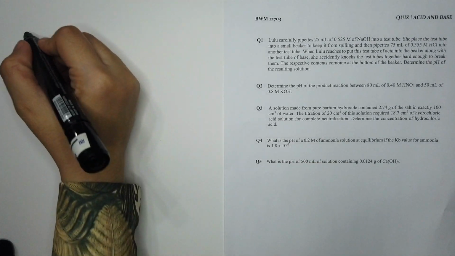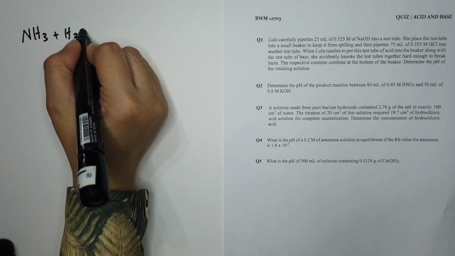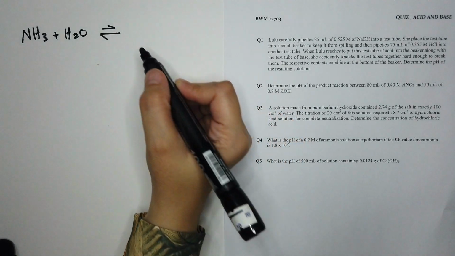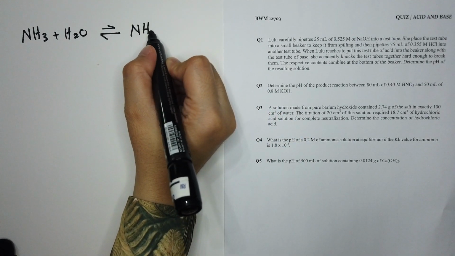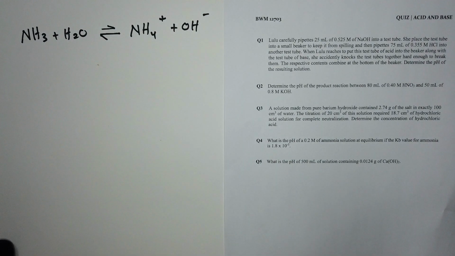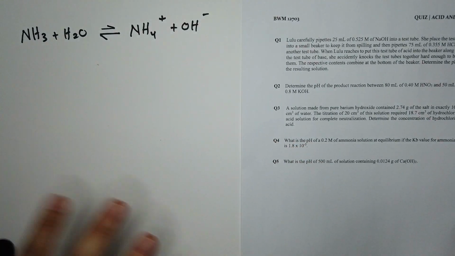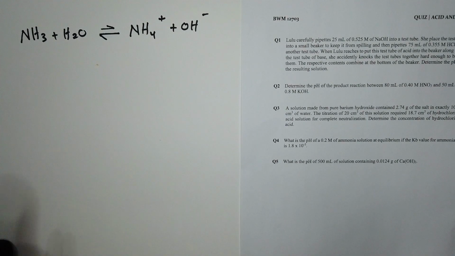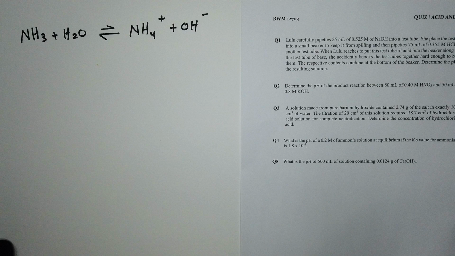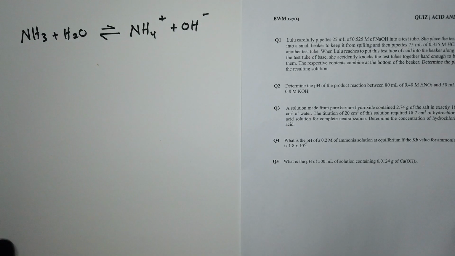So ammonia, NH3, because it's ammonia solution, you have H2O. So it's a reversible equation. So NH4 plus, OH negative. So just make sure that this equilibrium equation is balanced. How many H that you have here is 3 plus 2, 5. So 4 plus 1 is 5. 1N, 1N, and 1O and 1O. So this one is balanced.